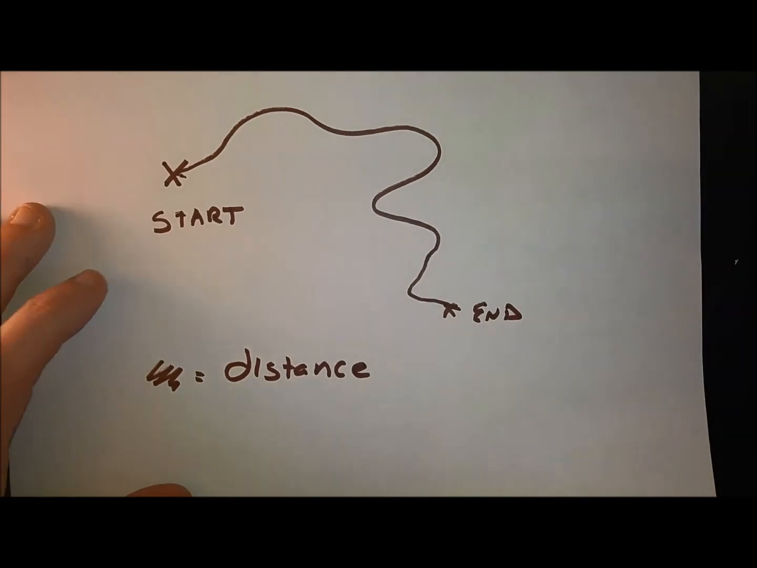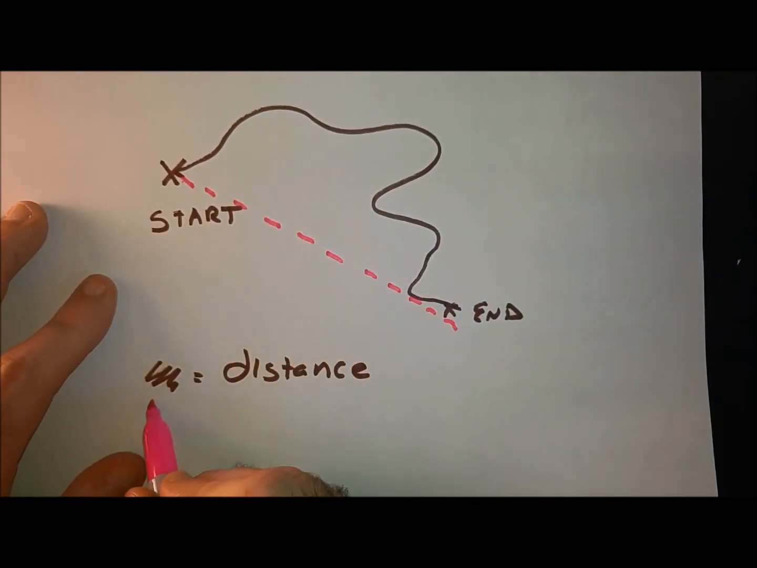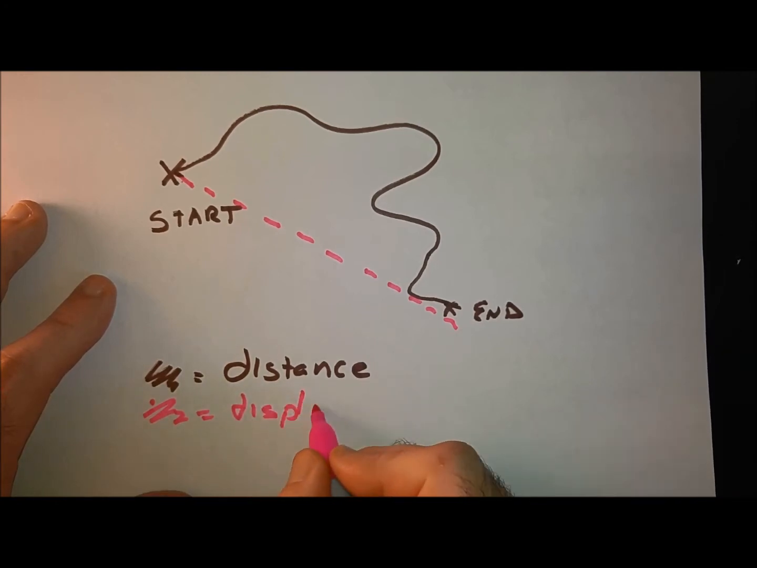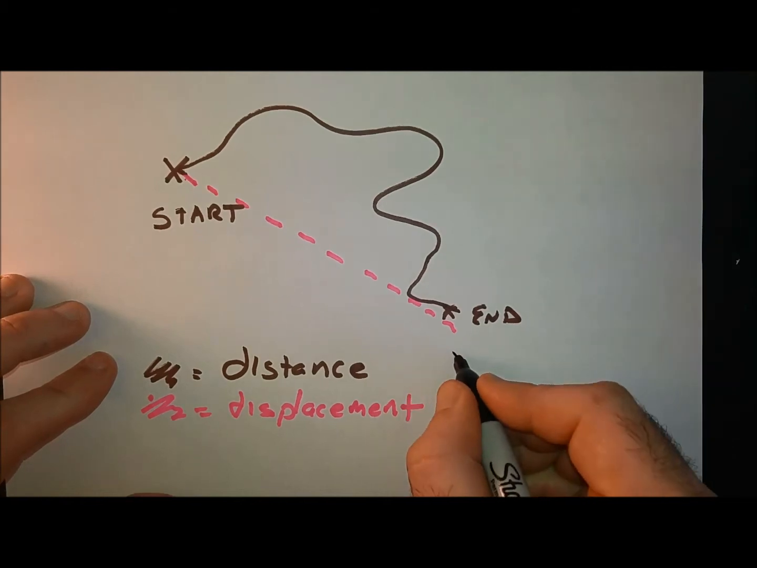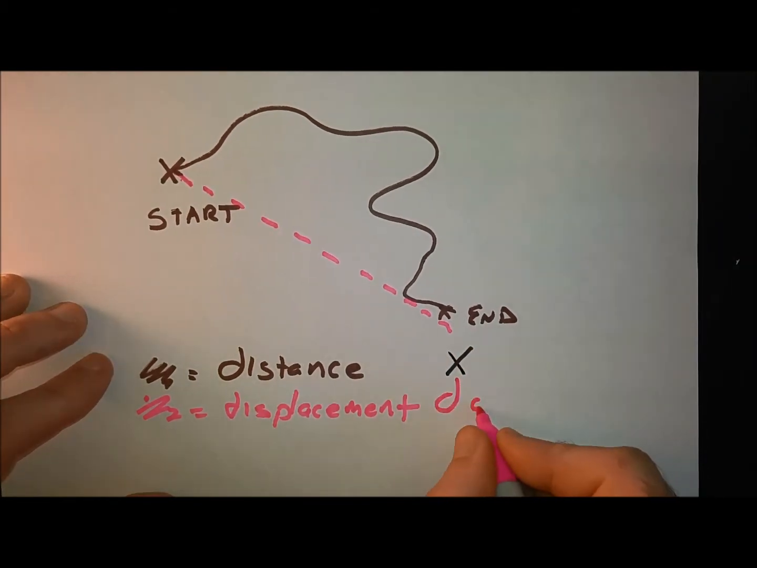In physics, we care more about that pink line, which is the direct path. How far the end is from the start, straight line. That's called displacement. And that's a key physics idea. Distance, we sometimes use the letter x for it, but not really that much. Displacement, however, we definitely use the letter d or delta x.